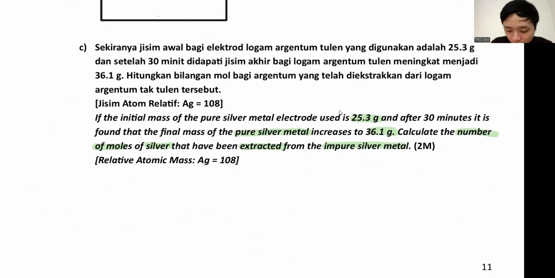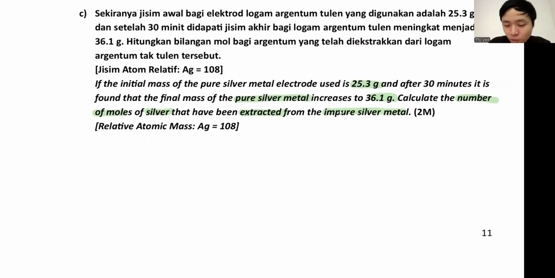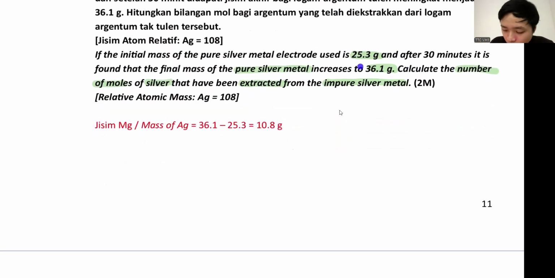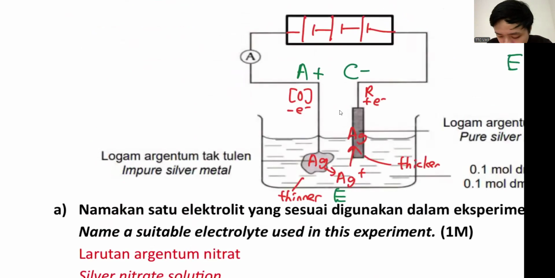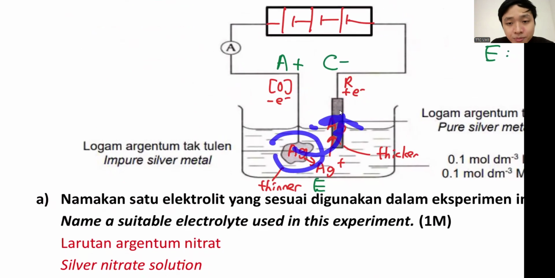Because number of mole means mass over molar mass. So actually it's so simple. First of all you find out what the mass is. It's not the initial, it's not the final, it's how much has gone from anode to cathode. So you can just minus off first. 36.1 minus 25.3, you get 10.8 gram. This 10.8 is extracted from here to here to make this become thicker.